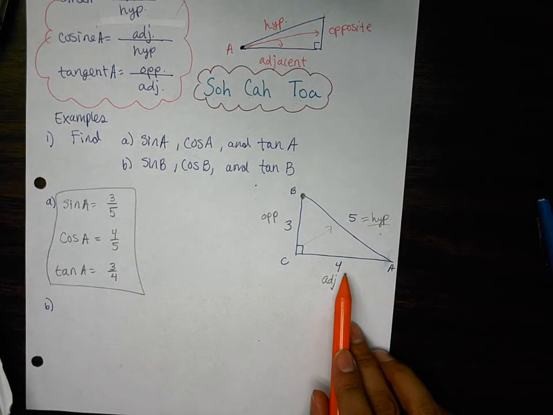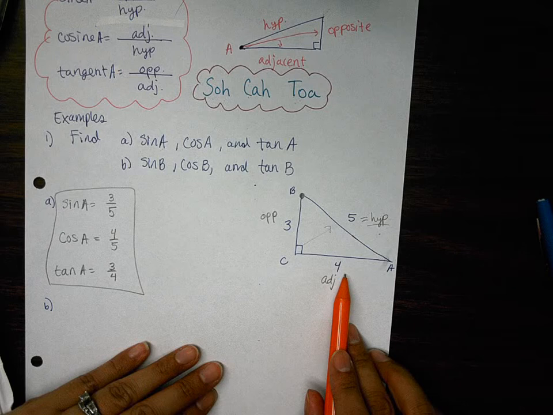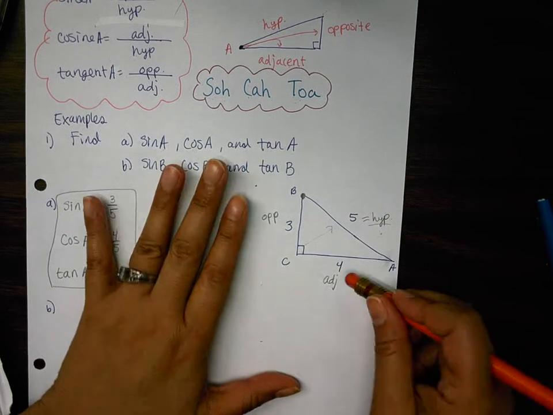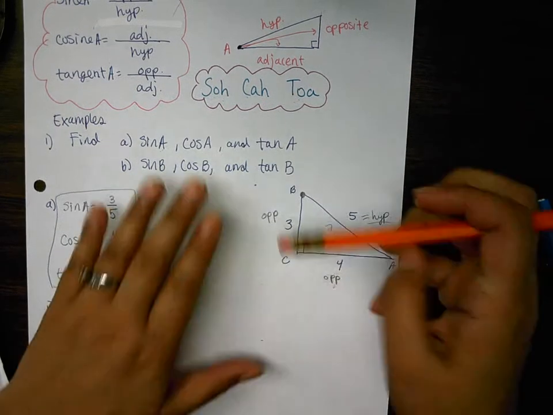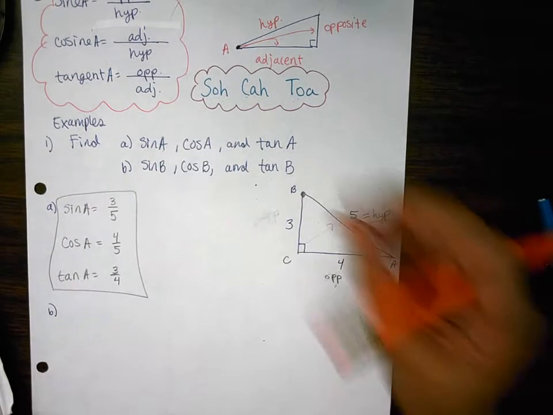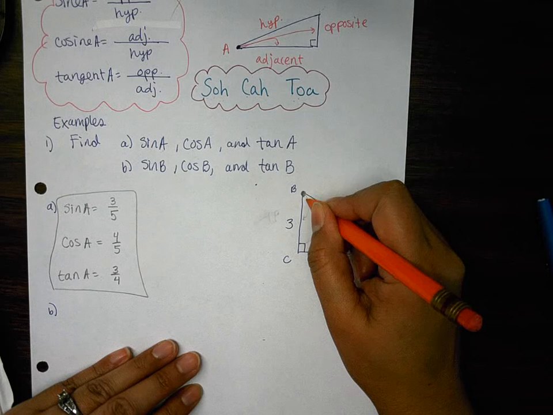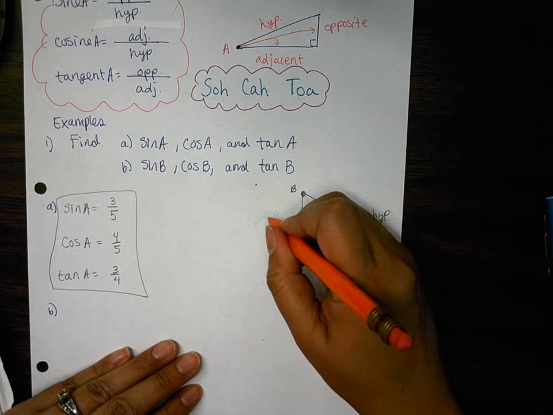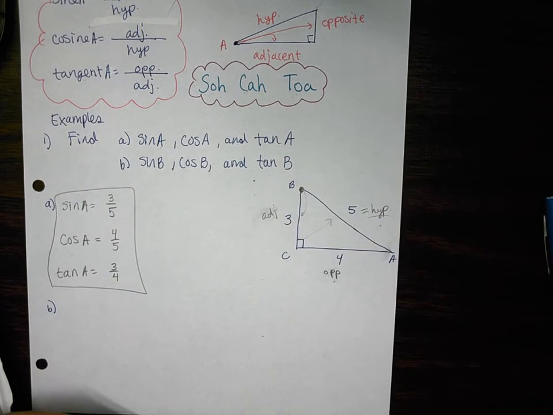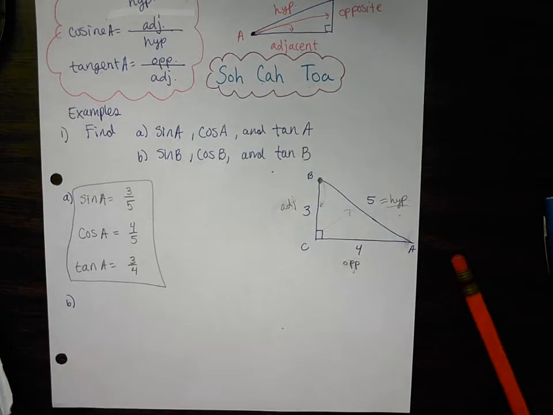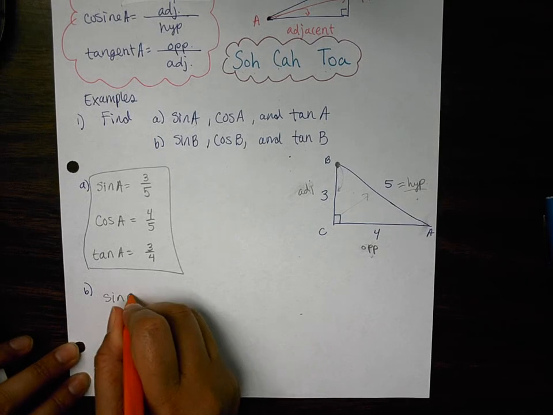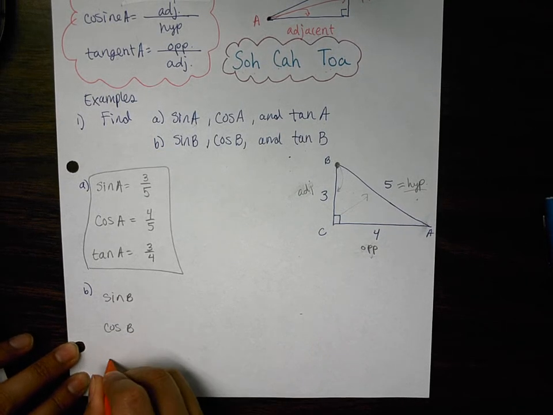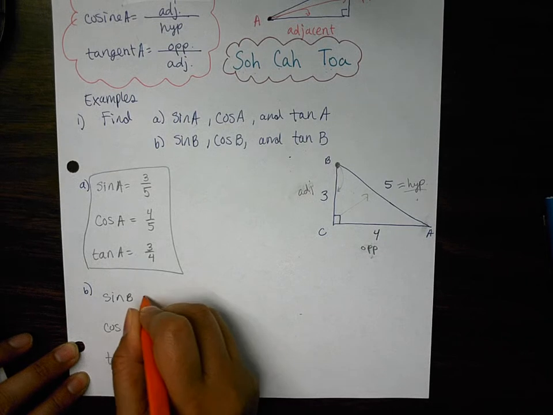But what is 4 now in reference to B? Is it still adjacent, or does its name change? What does it change to? Opposite. And in reference to angle B, what would you call side 3? What is that one there? Do you guys see that? Yes or no? Okay, so now we're going to do the same thing. Sine of B, cosine of B, and tangent of B.